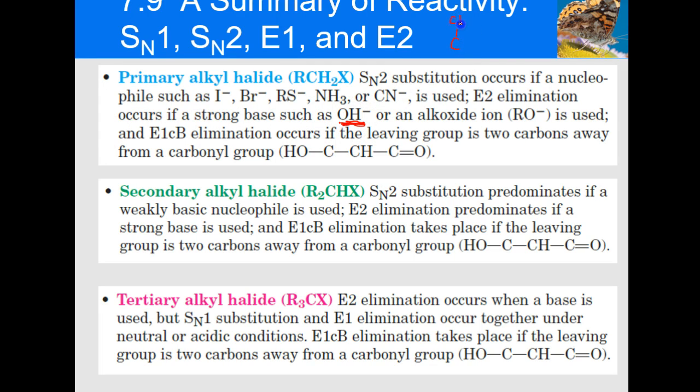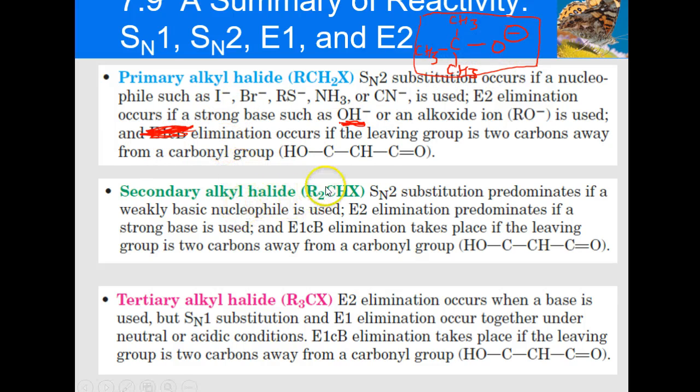The base that I use when I do an E2 is called tert-butoxide. It's a very hindered base. This is the base I use for elimination reactions, and that's the base I want you to use. So if you do an elimination reaction, this is what you want to use. You don't want to use hydroxide. That's way too small. You want to use a big, bulky base. E1CBs we are not going to talk about, so don't even worry about that.